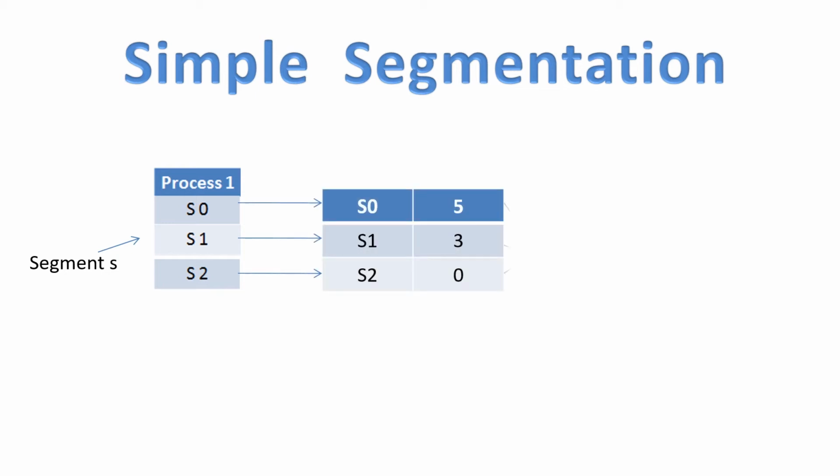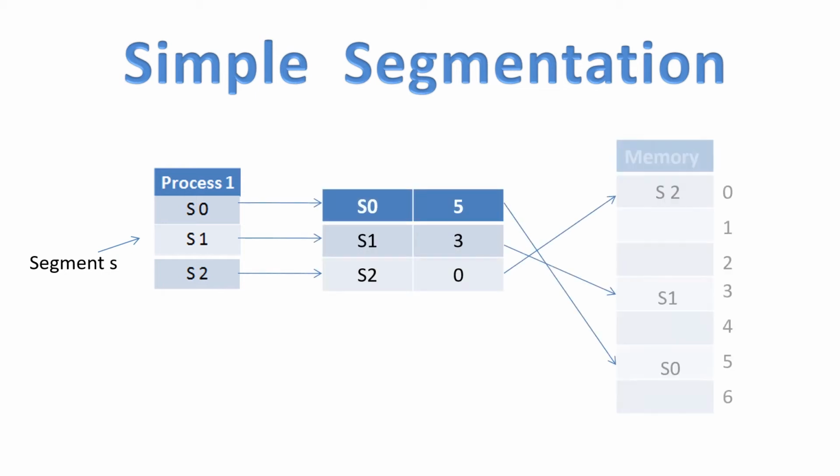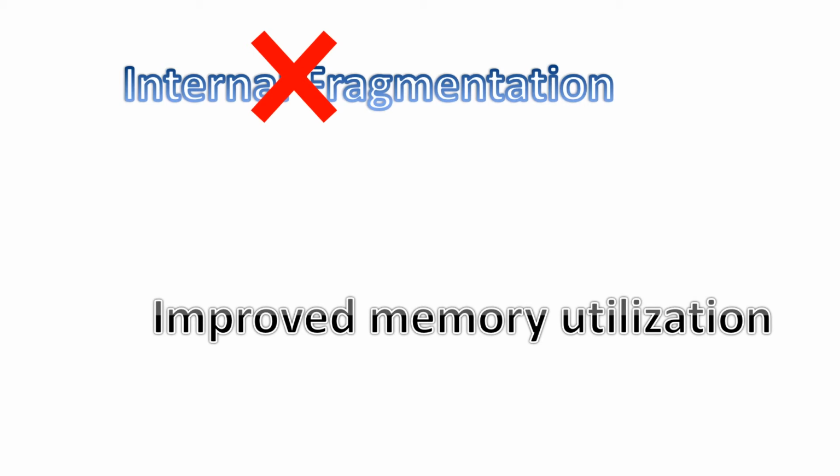Fourth technique is simple segmentation. Each process is divided into a number of segments. A process is loaded by loading all of its segments into dynamic partitions that need not be contiguous. Therefore, there is no internal fragmentation and improved memory utilization.